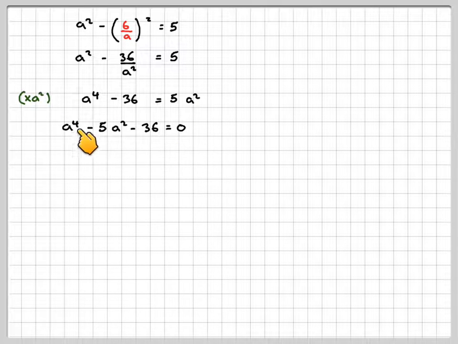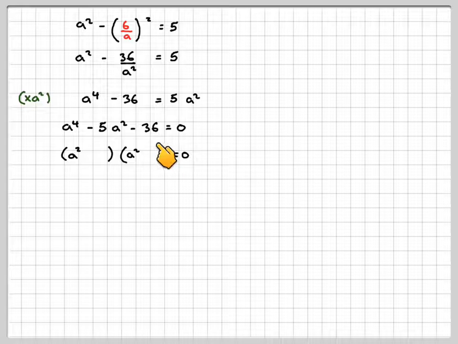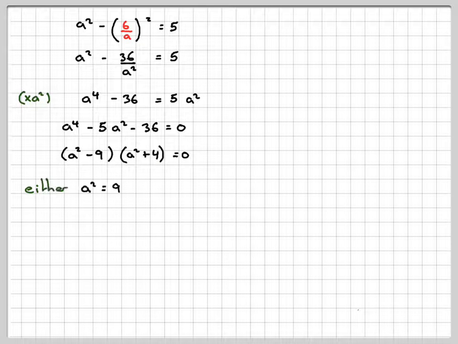Now this is what's known as a disguised quadratic, i.e. if we just make a squared something else, we'll just get a quadratic equation. So we can factorise this. We've got a squared and a squared. So we want two numbers which multiply together to make minus 36 and add to make minus 5. So try minus 9 and plus 4. And then either this bracket is equal to 0 or that bracket is equal to 0. So either a squared is equal to 9, or a squared is equal to minus 4.